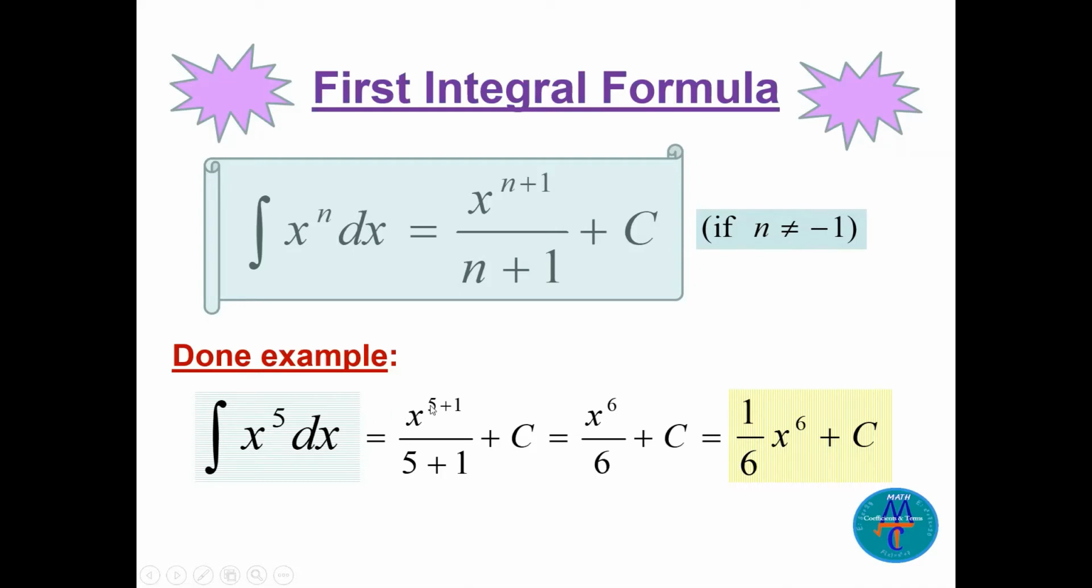Just put x to the power 5 plus 1 divided by 5 plus 1 plus c. Simplify more. It will be x to the power 6 divided by 6. Or you can leave it like this, or you can write it as 1 over 6 x to the power 6 plus c. Now this is the capital F. If you differentiate this one here in the yellow color, you will get this function inside the small f.